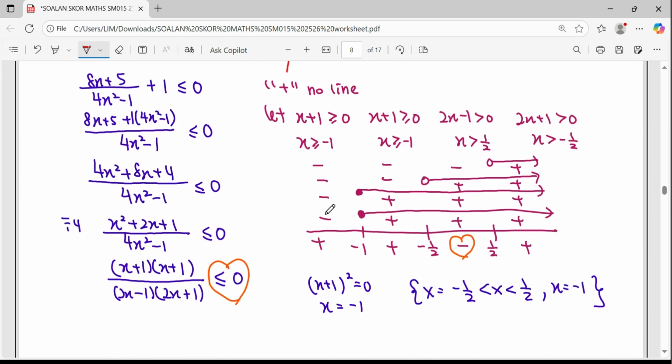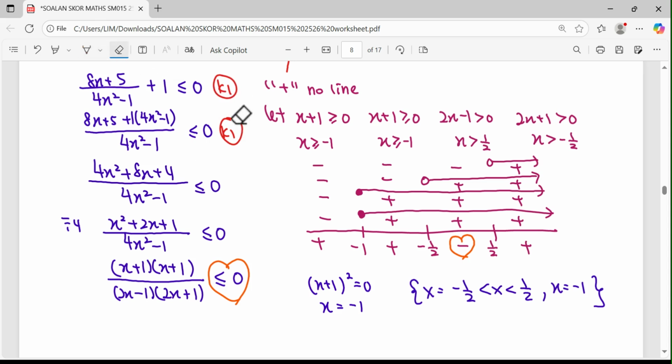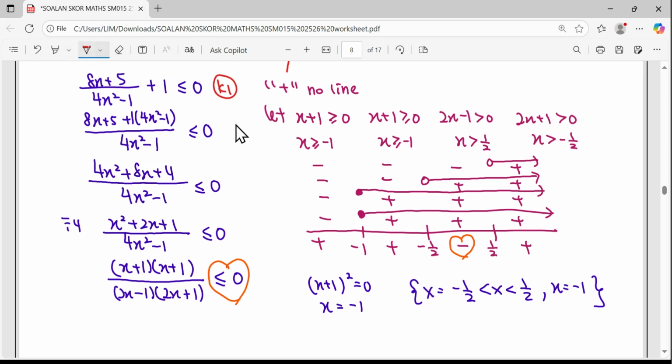Okay, so the marks here will be: the first one, move everything to the left hand side, and then simplify. This one, move everything to the left hand side, then get into the denominator and simplify to the factor form. Alright, then start drawing up your positive number line, then you have another concept here to get your answer. So 1, 2, 3, 4, 5, 6, 7 marks.